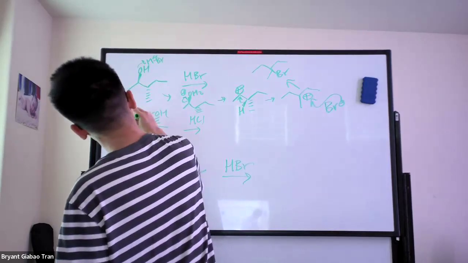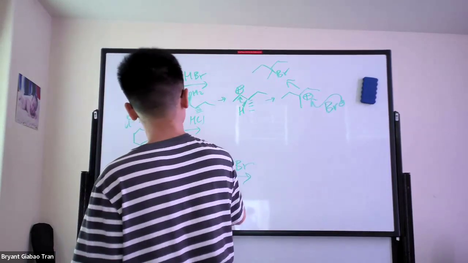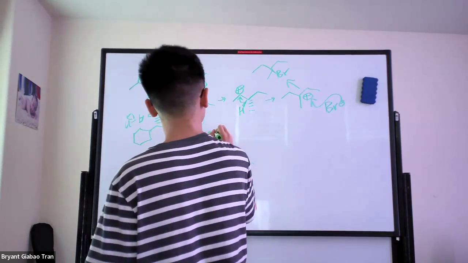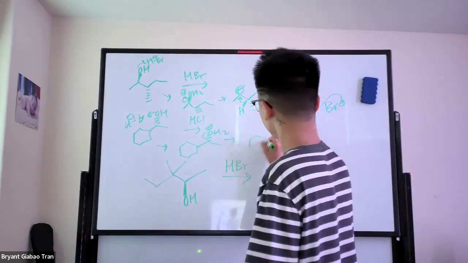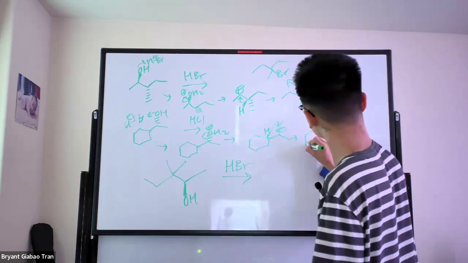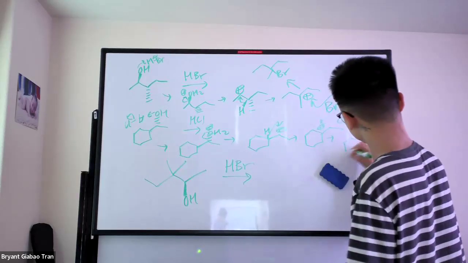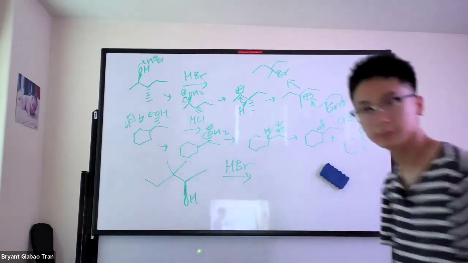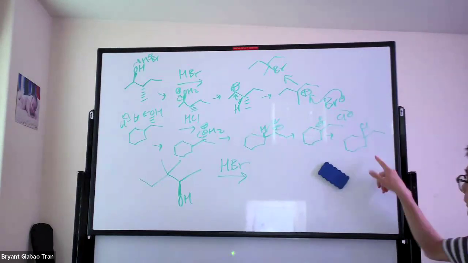And then next one, OH gets protonated again. And then you have a water group that leaves. And then you could do rearrangement again with the hydride shift. And then Cl attacks that carbocation to get this final product here.